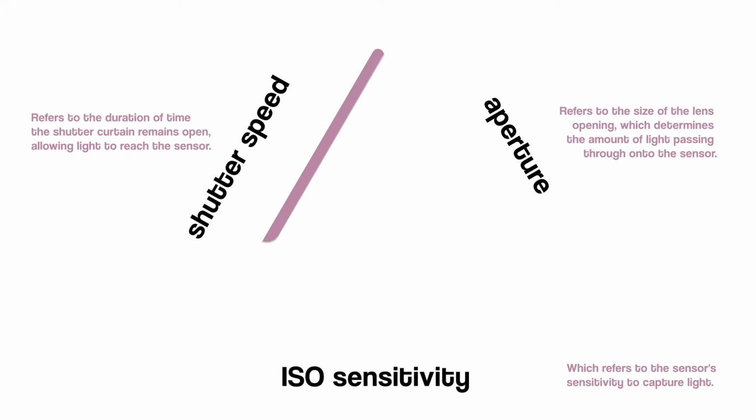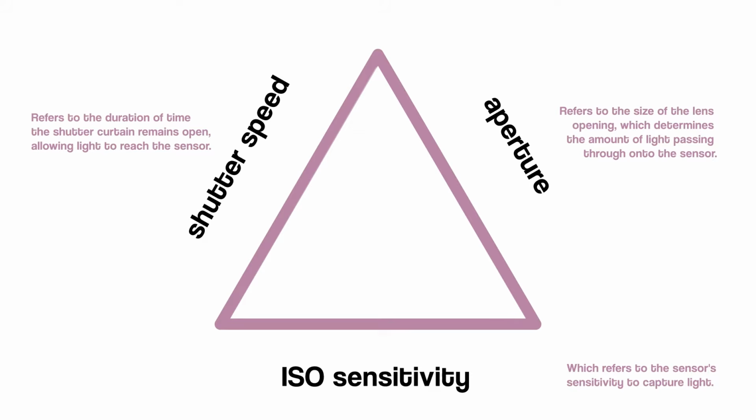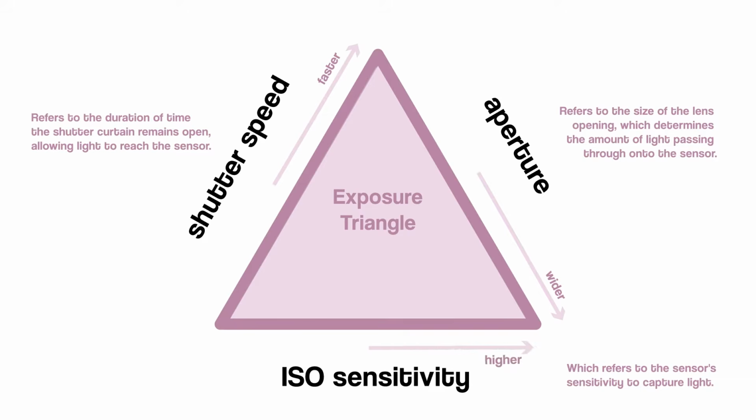The relationship between these 3 factors is often referred to as the exposure triangle. Adjusting one parameter affects the others to maintain proper exposure. If you increase the shutter speed, making it faster, you reduce the amount of light reaching the sensor, which may require a wider aperture or a higher ISO to compensate for the reduced light. If you decrease the shutter speed, making it slower, you allow more light to reach the sensor, which might require narrowing the aperture or lowering the ISO to prevent overexposure.